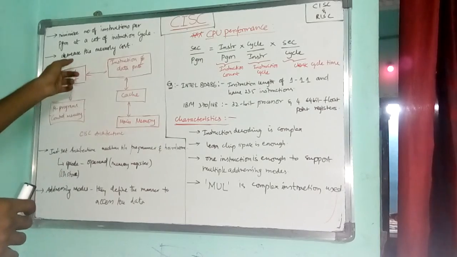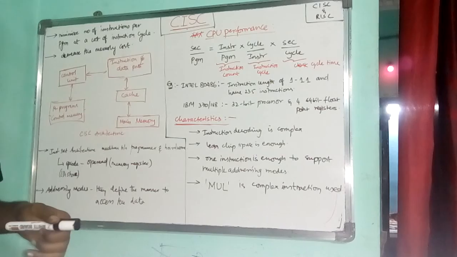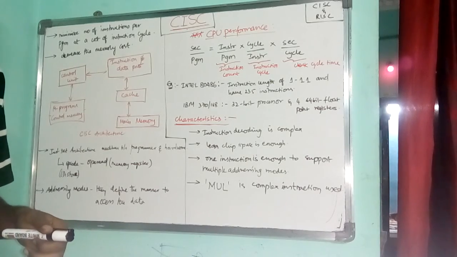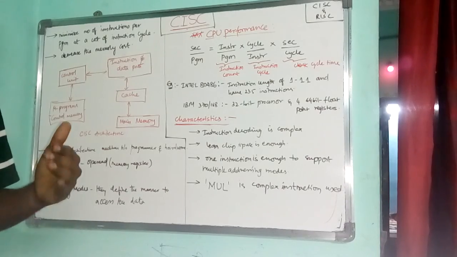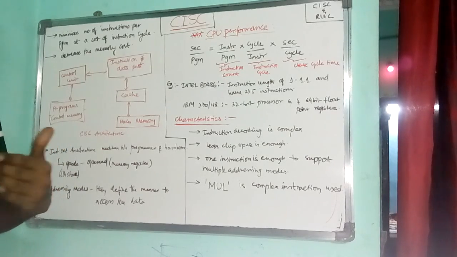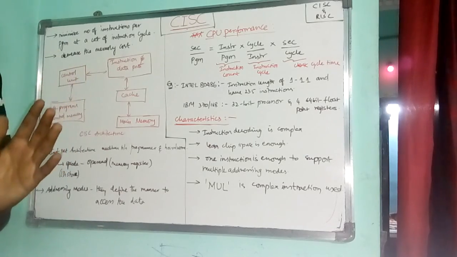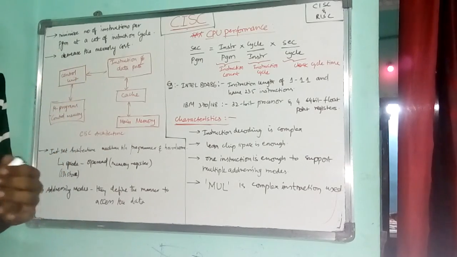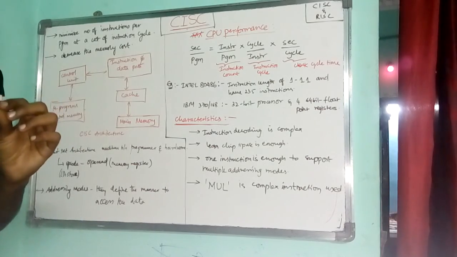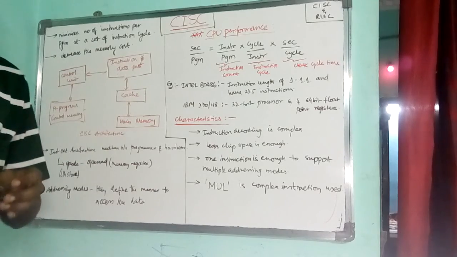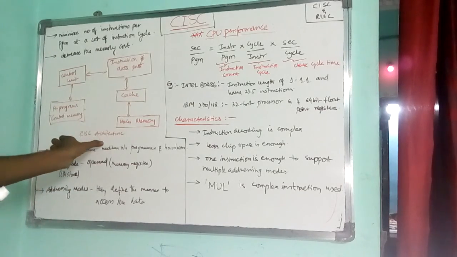The next thing is to decrease the memory cost. If I am using multiple small instructions under one instruction, then my number of instructions will be fewer. As I am considering only one instruction and under that I have multiple instructions, the memory for the program will be less. So we decrease the memory cost of the program. This is the CISC architecture given.